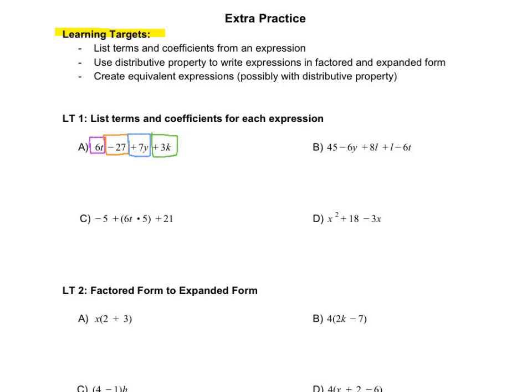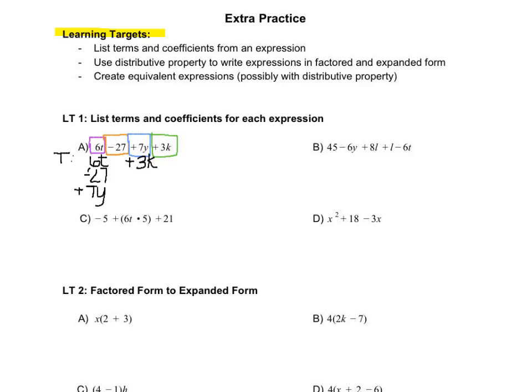You can see there now that I have 4 different colors. I have boxed 4 different pieces. Those pieces are called my terms. If I were to make a list, don't leave them boxed. Do make a list. I have 6t, a minus 27, which really represents negative 27. I have a 7y, and it's fine to do plus 7y, just showing that it's positive. And then I have a positive or plus 3k. Those are my terms, and I'm going to label them with a T.